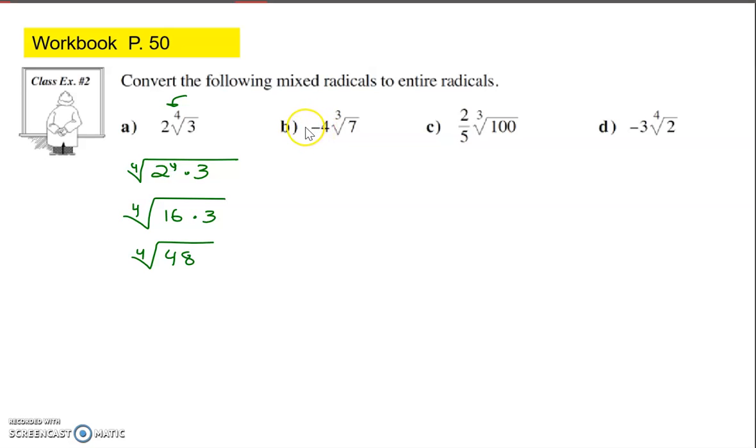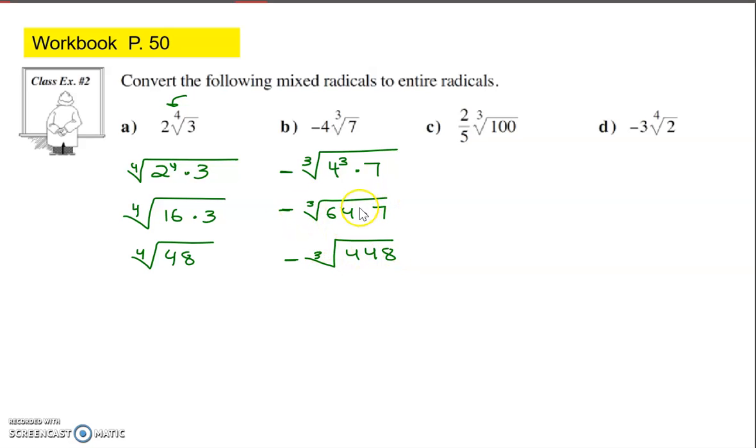Now, for the next example, remember what I said. If a negative is outside, leave it outside. So I'm not going to take this negative with me. I am going to leave that negative, and since I'm dealing with a cube root, when the 4 goes inside, it will get cubed. 7 will stay as it is, and the negative staying outside, it will give me 64 times 7, and then this will become negative cube root of 448.